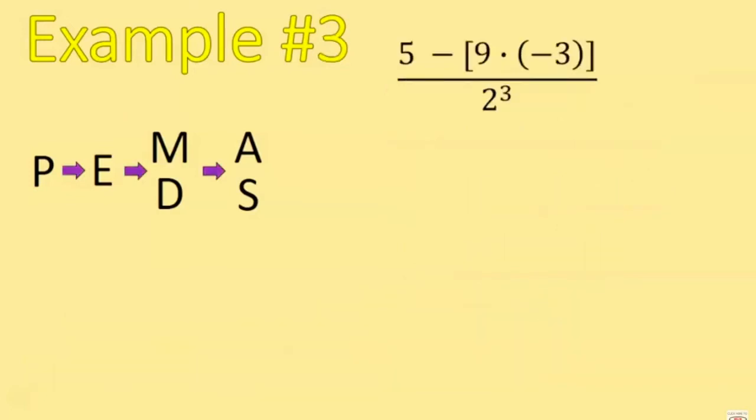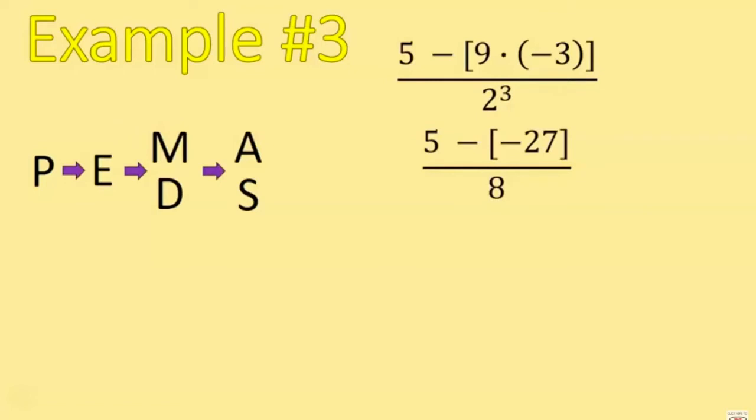Our next question, the final example we're going to do, is a fraction, 5 minus the quantity of 9 times -3, all over 2 to the power of 3, or 2 cubed. Pause the video, try this one out. Now let's go through it and see if I get the same thing you did.